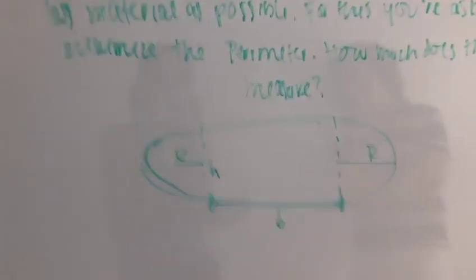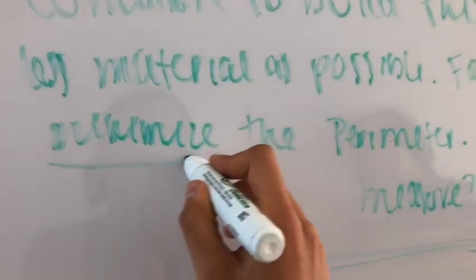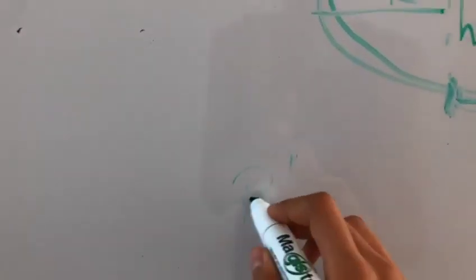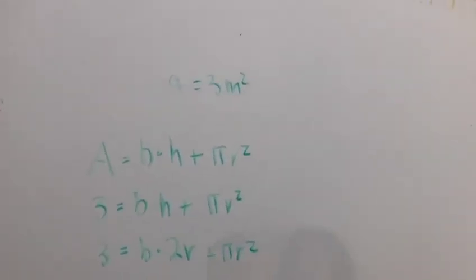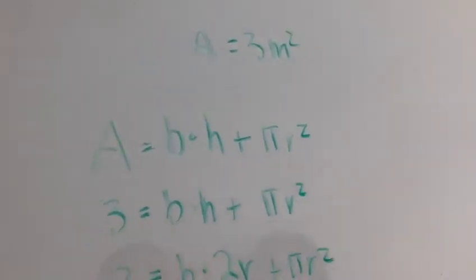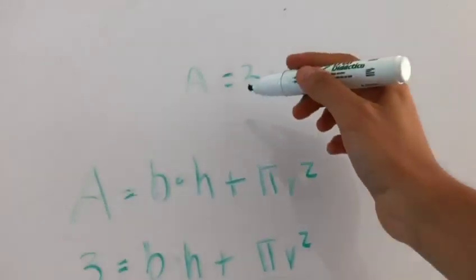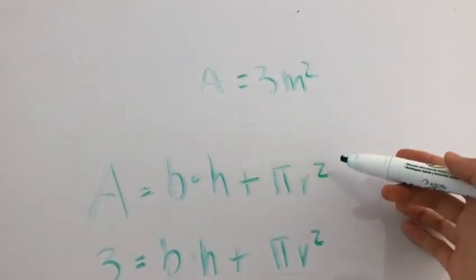This is the figure shown, and the problem is asking us to minimize the perimeter. So we'll need to derivate P, which is equal to the perimeter, and find the minimum value. First, we use the data that we already have from the problem in our mathematical equations. So we know that the area is equal to 3 meters squared.